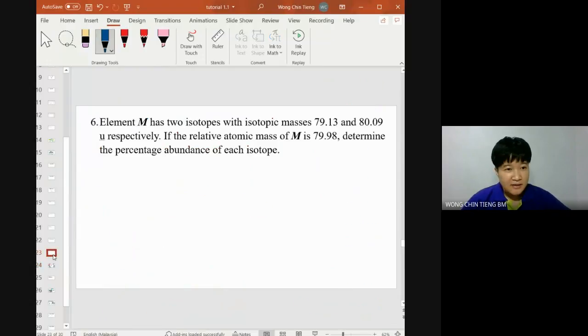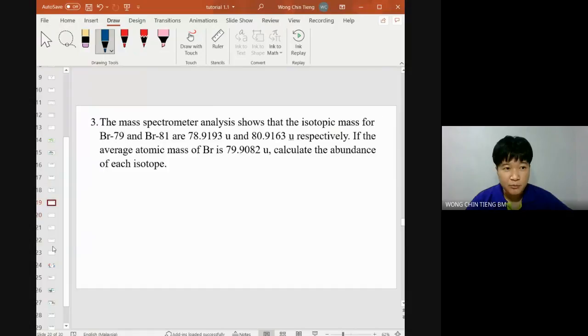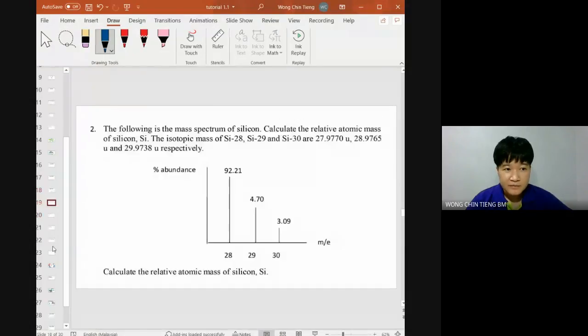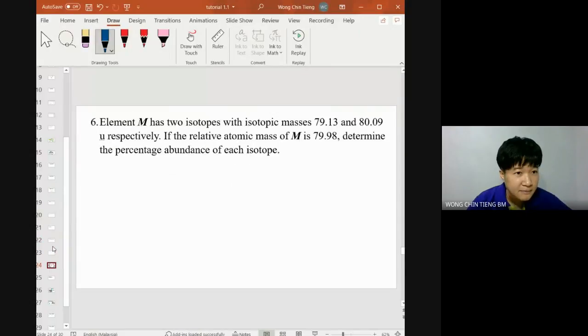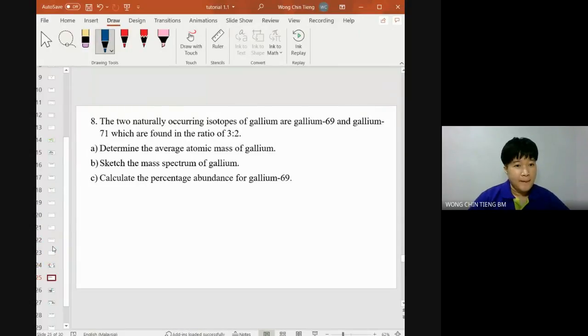Alright. Any other question that you need tips? Yang lain boleh buat? Nombor 8 itu, let's see. Two naturally occurring isotopes of gallium, gallium-69 and gallium-71. Yang ni yang saya maksudkan, cara tulis dia. Okay? Which are found in the ratio of 3:2.